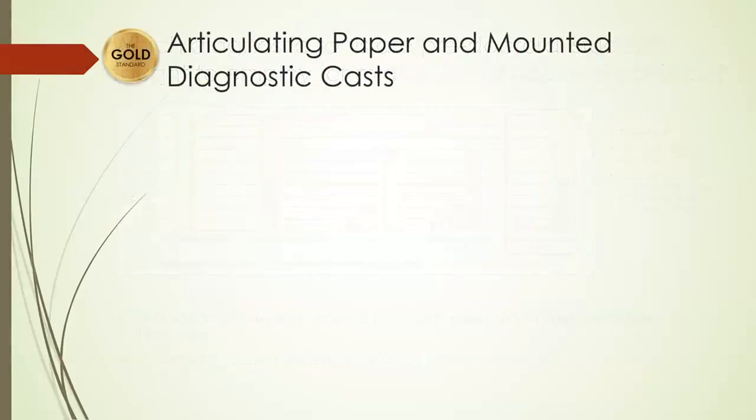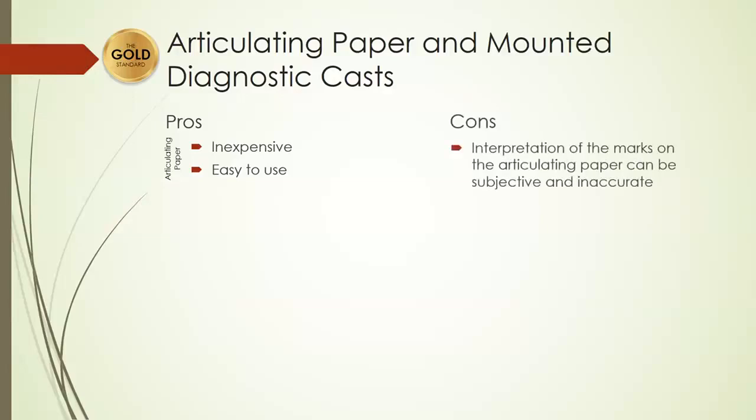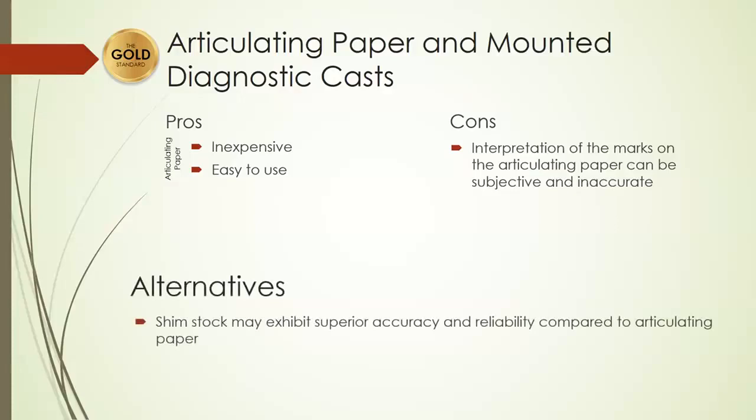These data are in agreement with the literature, which cites articulating paper as one of the most commonly used diagnostic tools to identify occlusal contacts due to its low expense and ease of use. However, interpretation of the marks on articulating paper can be subjective and inaccurate, and some research has shown that shim-stock may be more accurate and reliable.